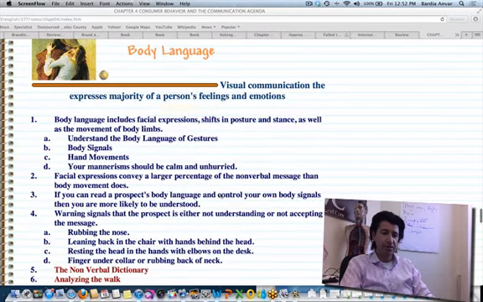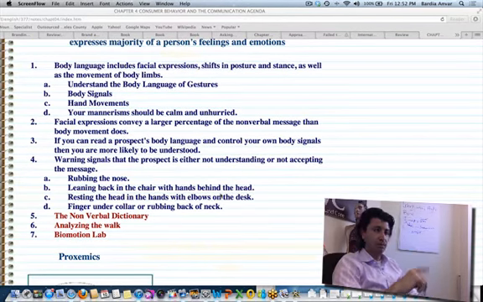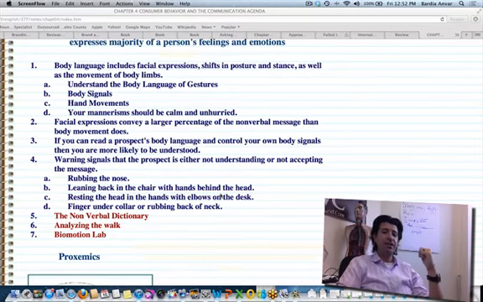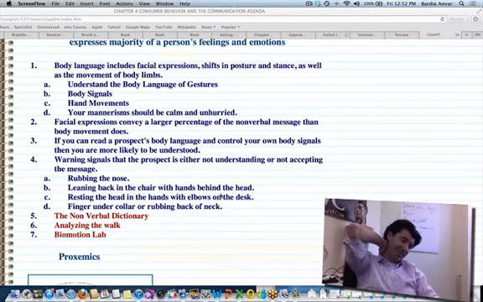We've gone over this many times, but here are warning signals that the prospect is not interested: rubbing the nose, leaning back in the chair with hands behind the head, falling asleep, resting the head in the hands with elbows on the desk, finger under collar, or rubbing the back of the neck.